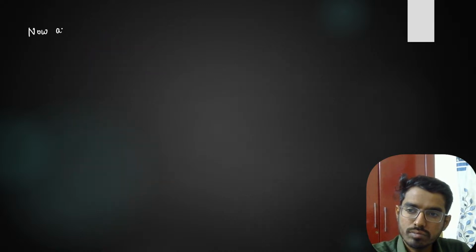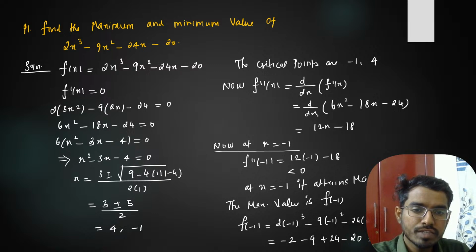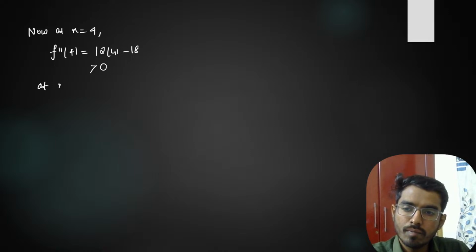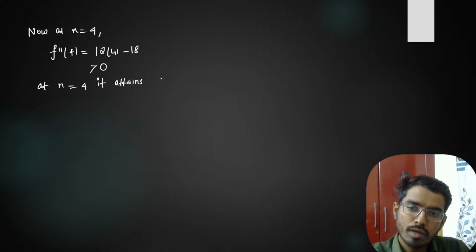Now at x is equal to 4, what about f double dash of 4? What is f double dash of x? 12x minus 18. So 12 into 4 minus 18 is greater than 0. So that means at x is equal to 4, it attains minimum value.